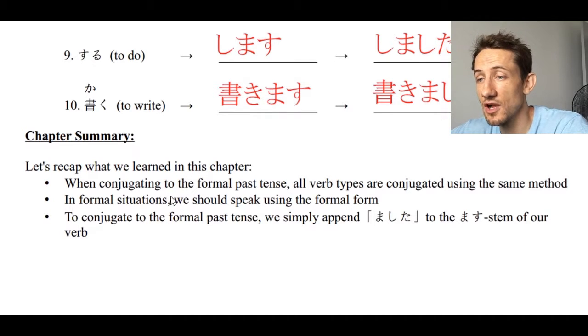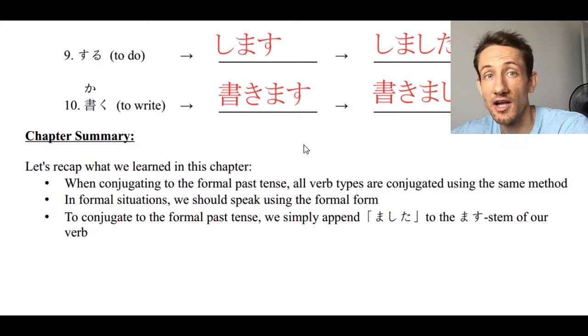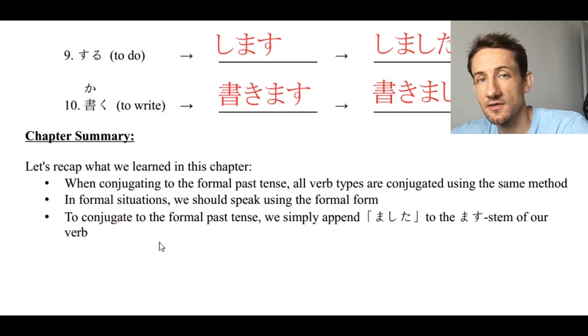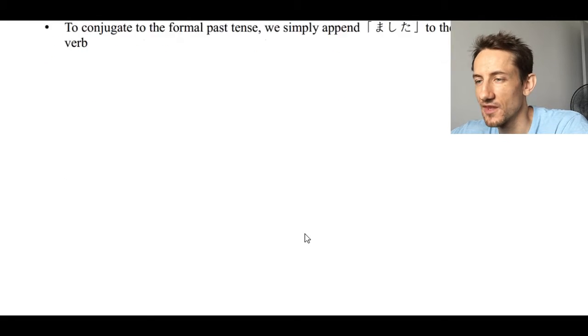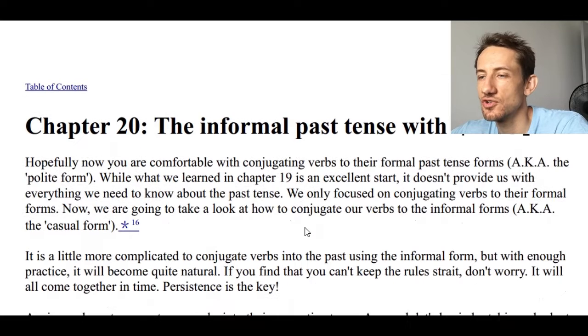So we learned that when conjugating to the formal past tense, all verbs are conjugated using the same method, which is just adding mashita to the mas stem. In formal situations, we should speak using this form. So when you're talking with your friends, it's not necessary, but when you're talking with your boss or someone in a higher social position, you should definitely try to use this form. And to conjugate to the formal past tense, we simply apply mashita to the mas form, which we already know, but just to reiterate. Alright, and next time we're going to look at chapter 20.